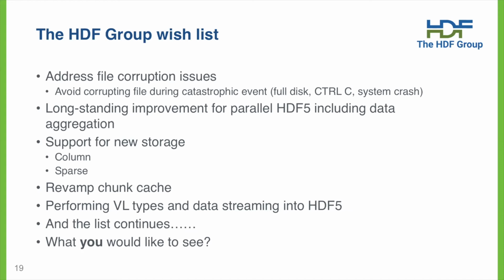Many times we were asked to provide better support for new storage like common sparse data. We would like to revamp the chunk cache because of performance issues and just working with a collection of files and chunks of different sizes. We would like to improve performance of variable length data types and enhance data streaming. Data streaming enhancements are coming to the library, but we would like to need more. And frankly speaking, this list may continue.